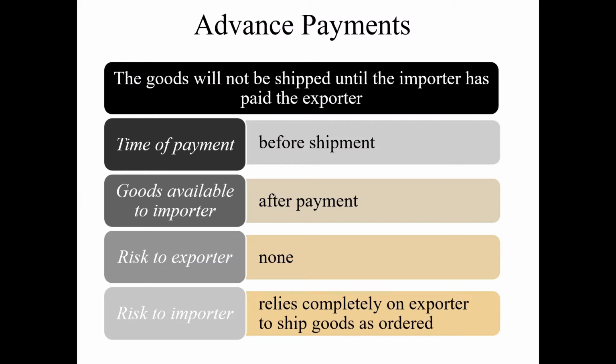In this section, we'll try and understand how payment is made in international trade. In case of advance payment, the exporter will ship the goods only after the importer has paid the exporter. The time of payment in this case is before shipment, and the importer gets the goods only after payment. Since the exporter gets payment even before shipping the goods, the risk to the exporter is nil. However, the importer is at high risk because he has to rely on the exporter to ship goods as ordered.